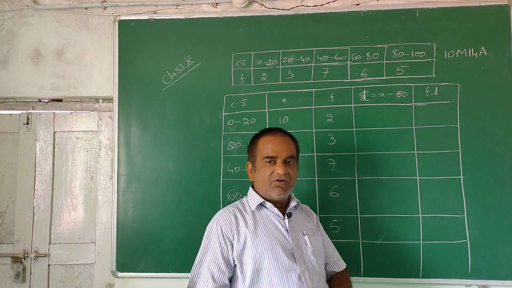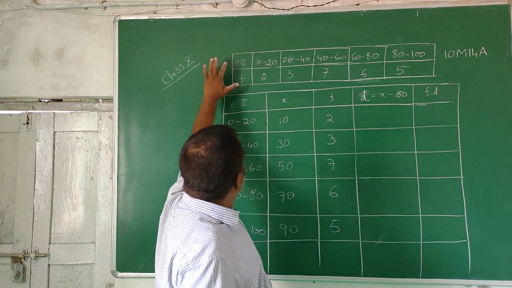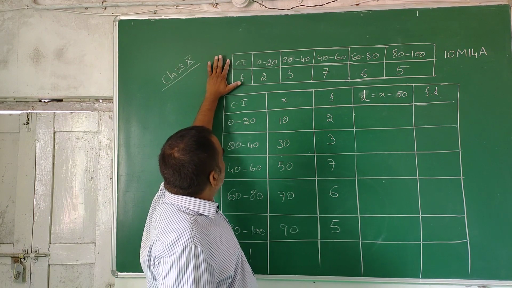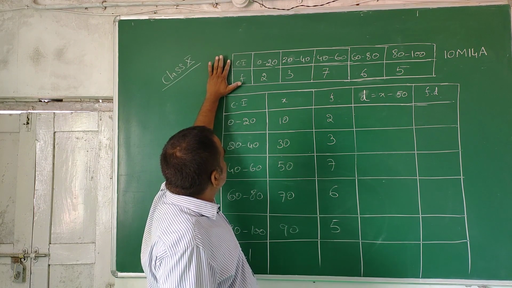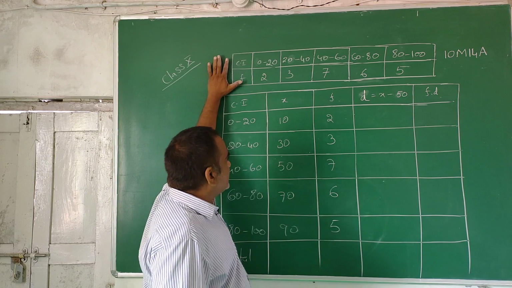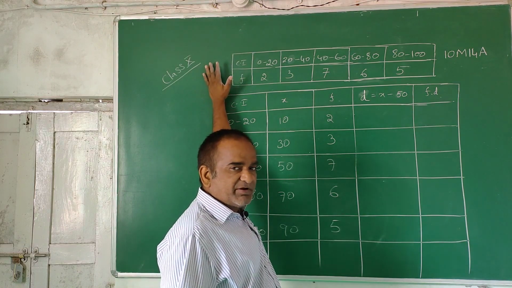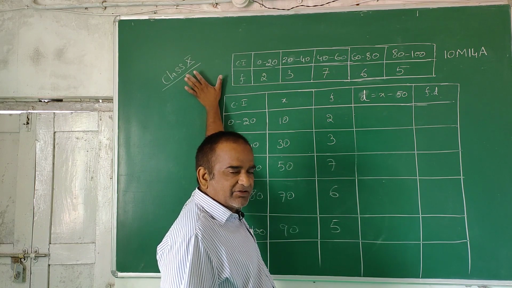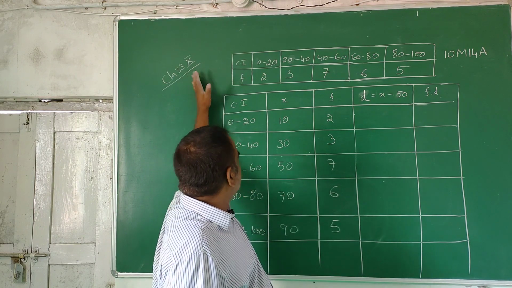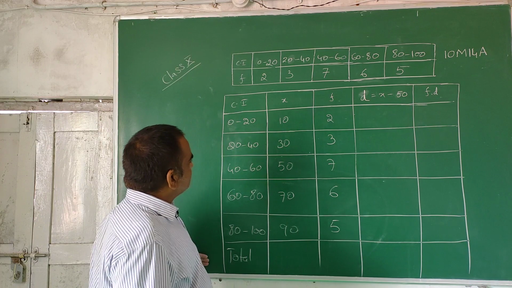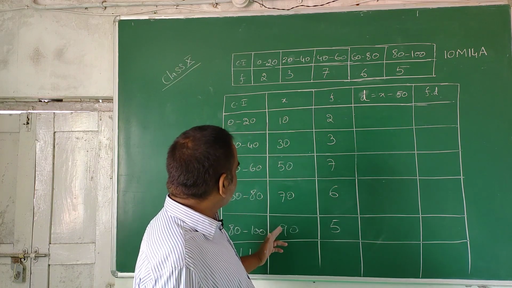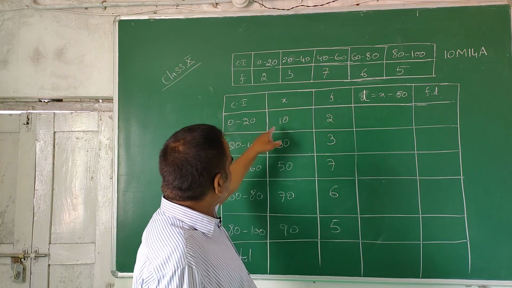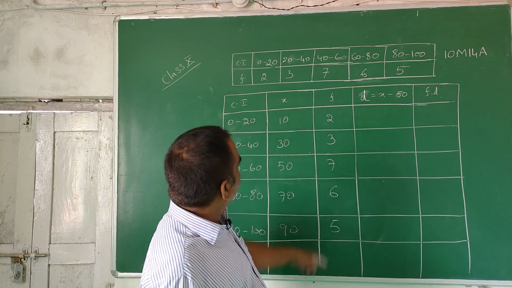Dear students, now you see, calculate the mean for the following grouped frequency distribution using the assumed mean method. That is the question. So these are class intervals, these are the class marks. You know how to take this plus this by 2. Frequencies have been given anyhow.